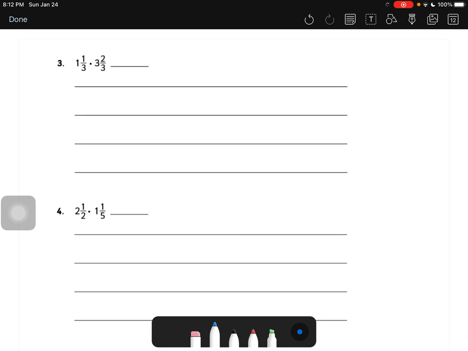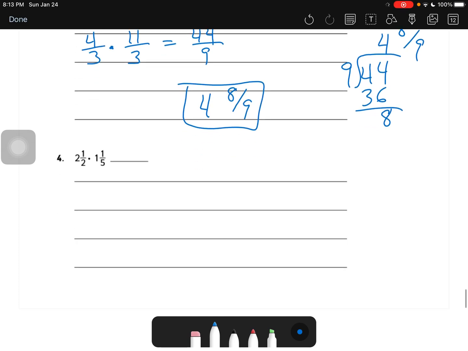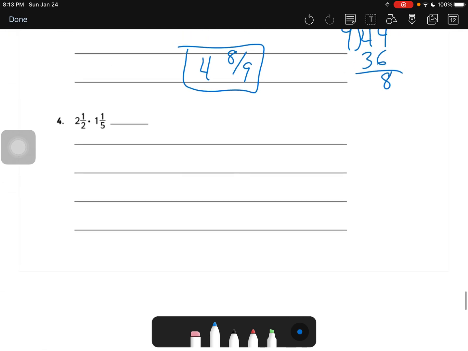And here, we're going to go 1 times 3 plus 1, that's going to be 4/3. And then 3 times 3 plus 2 is 11/3, and then we're going to multiply across. 44 over 9. I'm going to divide that out. 44 divided by 9. 9 goes into 44 4 times. So 4 times 9 is 36, and we get a remainder of 8, so it's 4 8/9. Okay. Oh, we got one more problem.